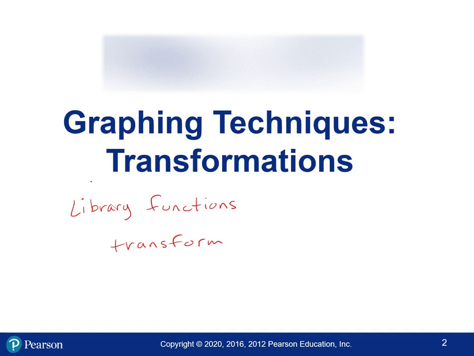So it starts with something that we have familiar, that's the library functions. And so then we take that graph and then we change it. We're going to transform it, transform the graph, and we form a new function from it. But it has the components of the original one.